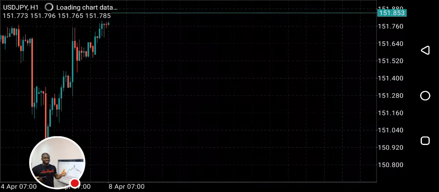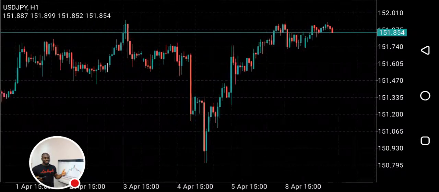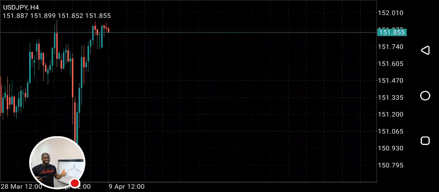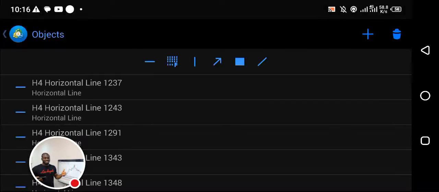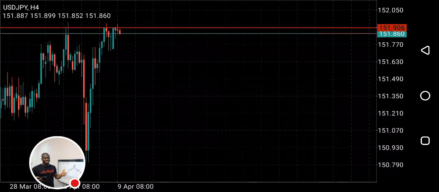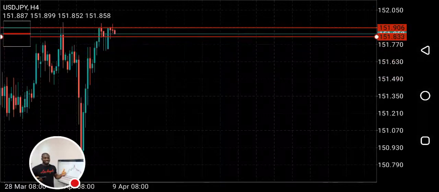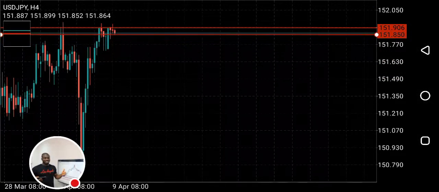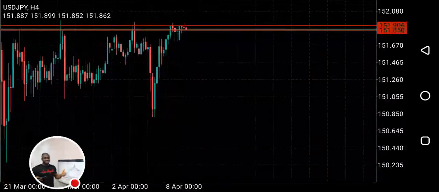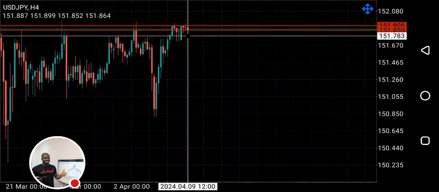Let's see USDJPY. As you can see, let's start with the 4-hour. On the 4-hour, we had the resistance here. We also had the resistance here, which has become a support. Okay, so if you are considering selling USDJPY, you should wait for a 4-hour candle to close below this low.